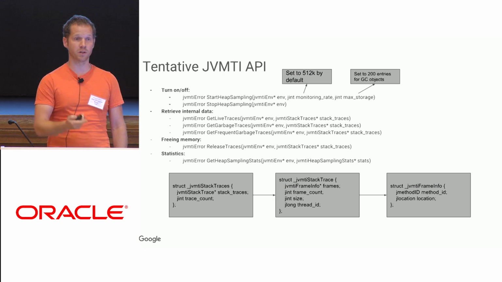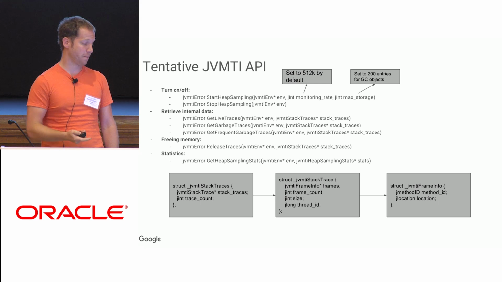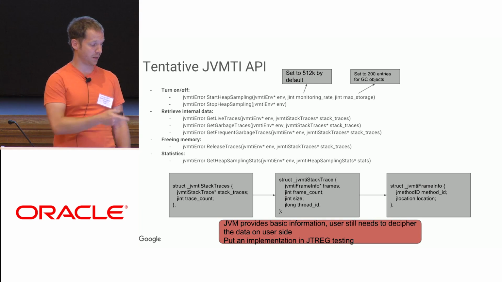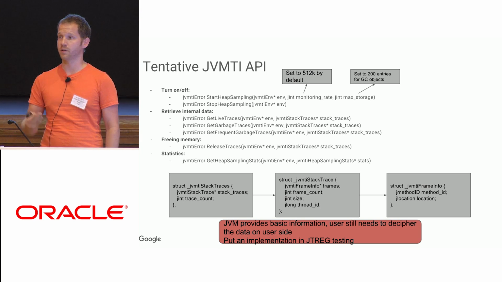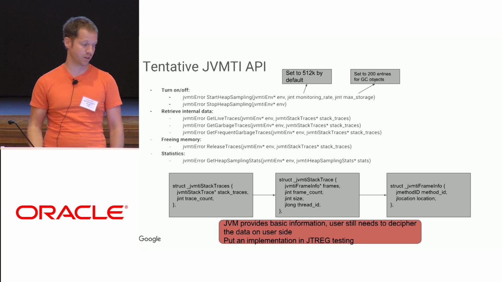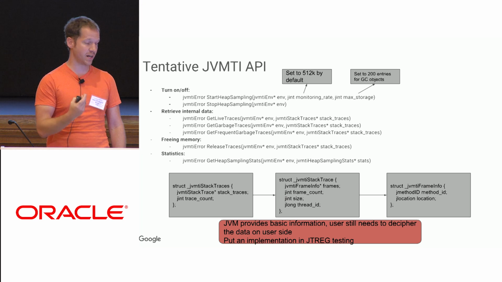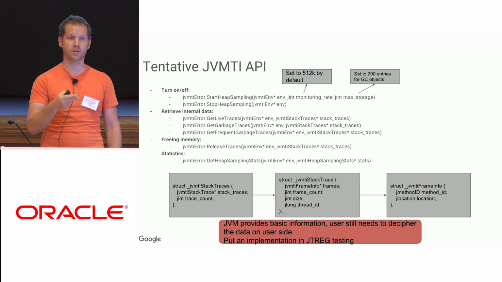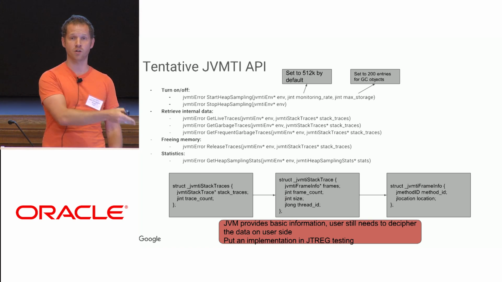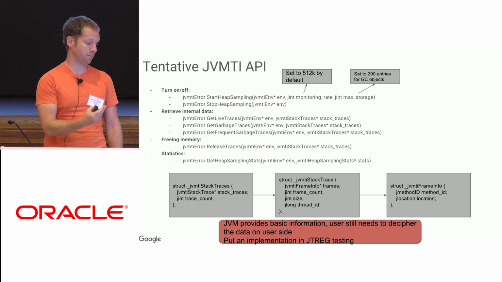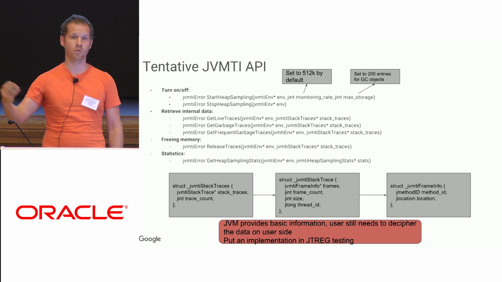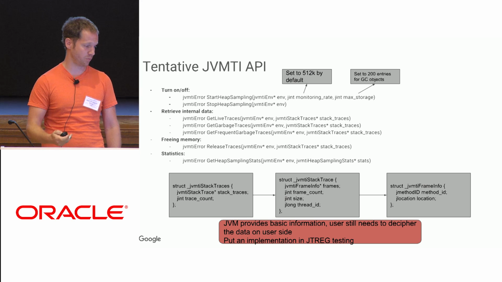Now, what does this really mean for the user? You have the basic information, but as a user you still have to decode it, because you only have the method ID and the location. There is an implementation in GTReg, the testing system I put in, that will decode this and make it into a nice text format. I currently don't know if this will remain in GTReg only, or whether we will make an open source library that uses this. I have to start talking and figuring out what would be better.